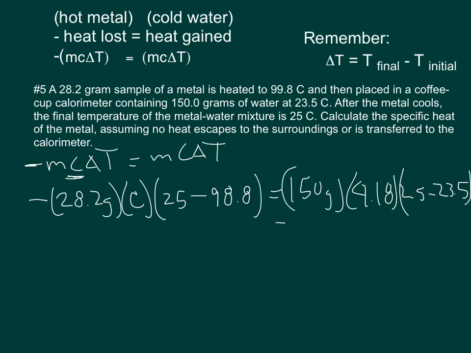Alright, so now we're just going to use our algebra and solve for C, and in the end you will see that C is equal to 0.452 joules per gram degrees Celsius.